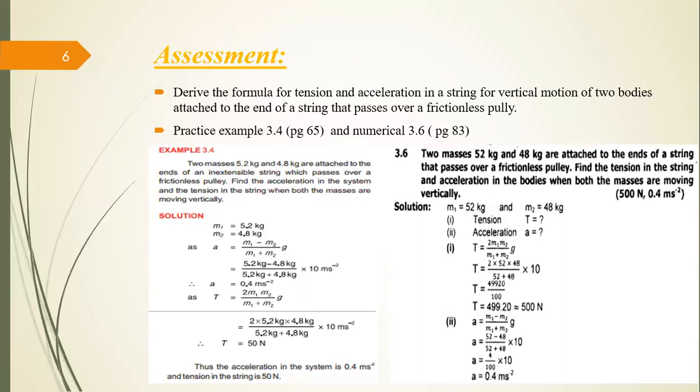And acceleration, you can find by using this formula, m1 minus m2 divided by m1 plus m2 into g. So put m1 as 52 and m2 as 48 in the numerator and denominator and multiply it with 10. After solving, you will find that 0.4 meter per second square acceleration is produced in this system.